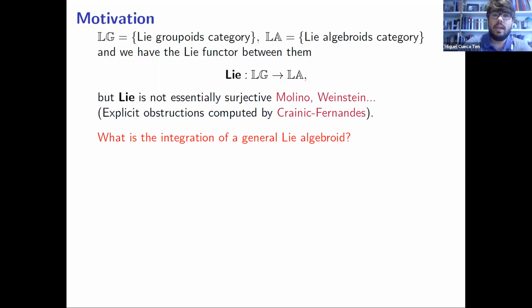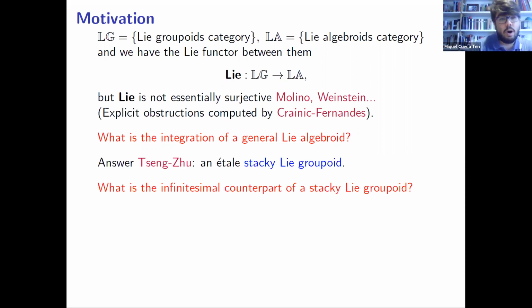So there are Lie algebroids that couldn't be integrated to a Lie groupoid, and counterexamples were known, like, I don't know, 40 years ago by Molino and Weinstein. And like 20 years ago, explicit obstructions to the integration of Lie algebroids were computed by Marius and Rui. So a natural question shows up, that is, what is an integration of a general Lie algebroid, where Lie algebroids can be integrated?